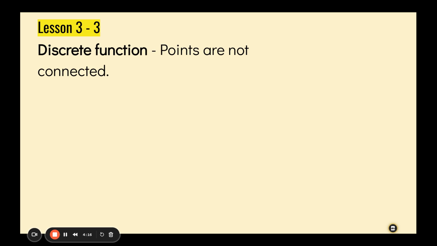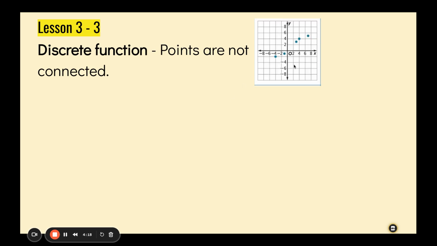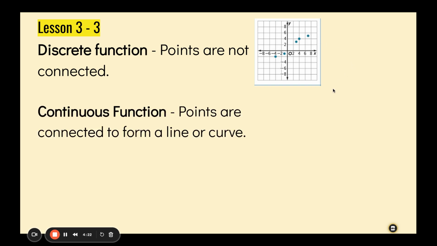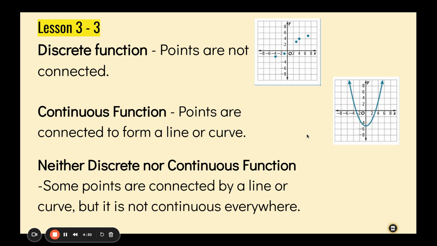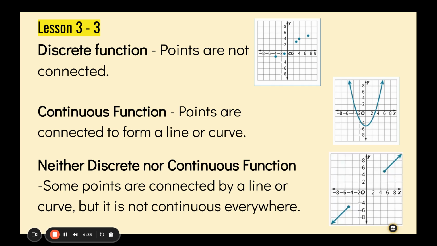Discrete functions, points that are not connected. If you look at this, none of these points are connected. Continuous function, points that are connected to form a curve or a line. Okay. Neither discrete nor continuous function. Some points are connected by a line or curve, but it's not continuous everywhere. So it's continuous on this side, it's continuous on this side, but not in between. So this is neither.